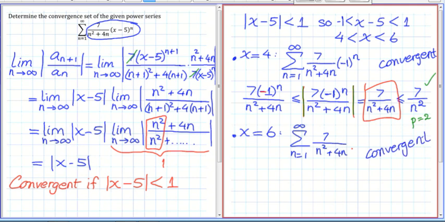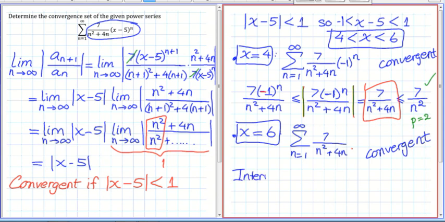And so we have convergence when x equals 4, x equals 6, and anywhere in between. So the radius of convergence, I should say the interval of convergence, is 4 to 6 inclusive.